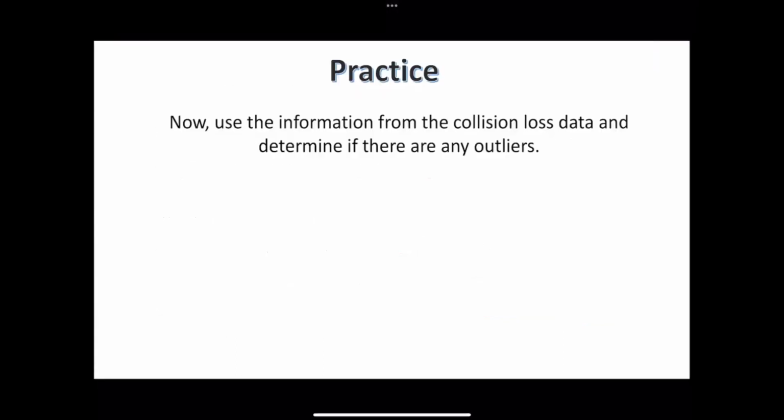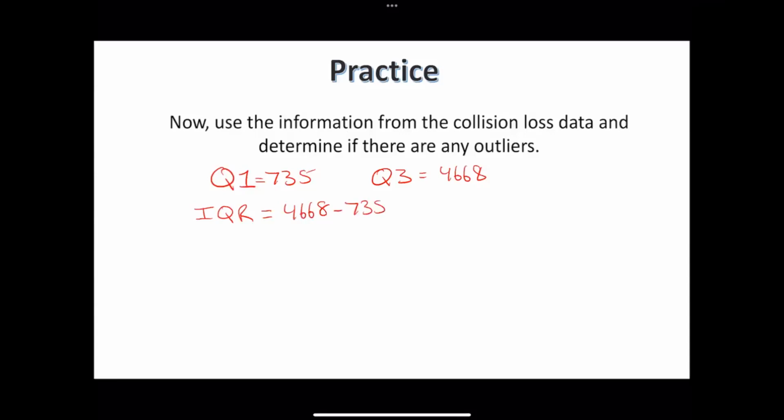Okay. So we're going to use the collision loss data to determine if there are any outliers. So as a reminder, our Q1 was 735. The Q3 was 4668. So first thing you need to do is find your IQR. So the IQR is Q3 minus Q1. So 4668 minus 735, which is 3933. So this right here is my IQR.